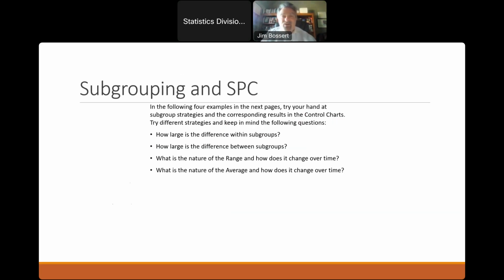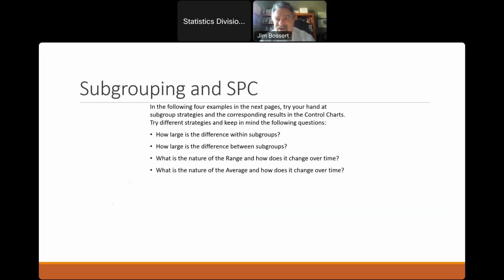Okay, so let's go through a couple of examples. I'm going to show you some different subgrouping, and we're going to talk about the strategies. We have to think about what is the difference within the subgroups and how much is going on within a subgroup. But you also have to look at what's going on between them. Is there something going on there? And when I look at the process, is the range changing over time? Do I see the range getting wider or getting smaller over time?